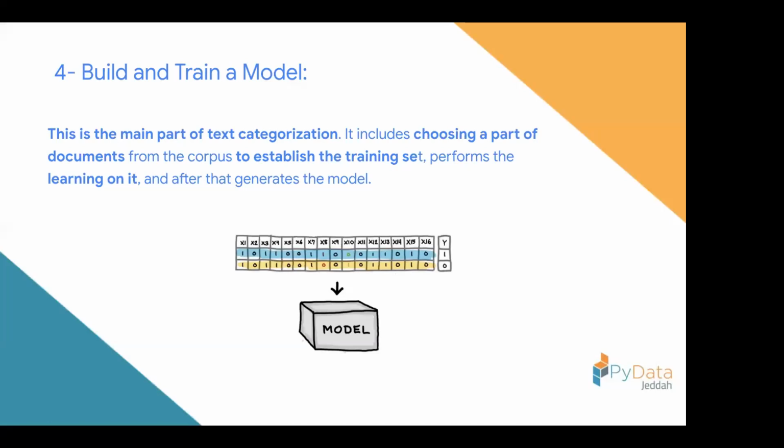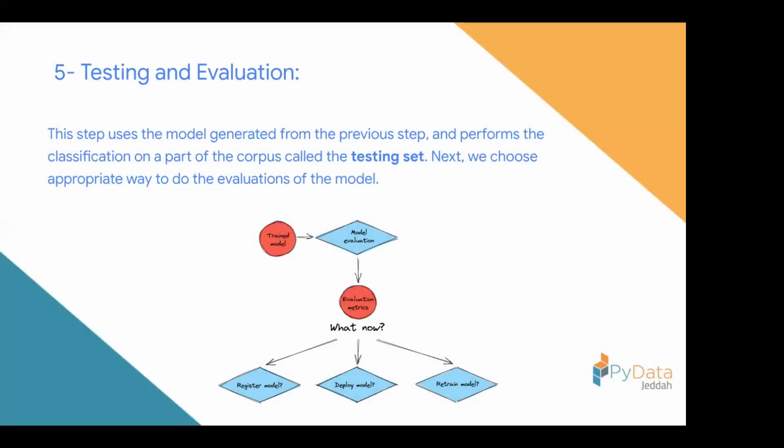Fourth step, building and training the model. This is the main step in every model. Building the architecture of the model, then training the model. We split the data set into training and testing. We choose the training set to establish training and perform learning on it. After that, we generate the model. This model goes to the next step, testing and evaluation.